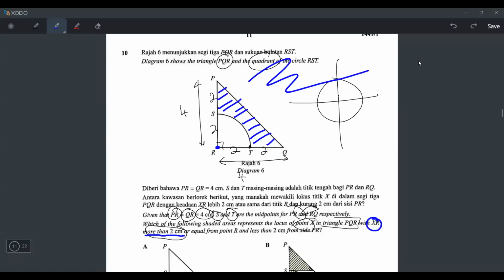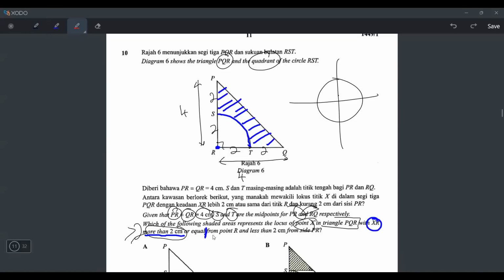It's not outside. That's why there's no point shading outside. And then they say "or equal." Okay, let's read again. Which of the following shaded regions represents the locus of X in triangle PQR with XR more than 2 cm or equal? So stop here. It means it can be 2 cm away from R, but at the same time it means bigger or equal to 2. That's what it means. The distance between X and R has to be always 2 cm, or more. So here or here.